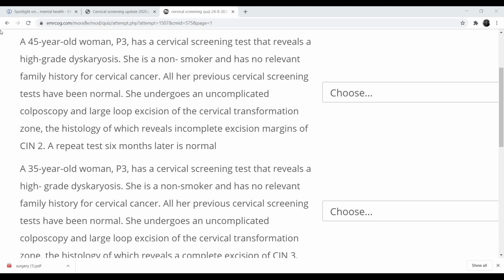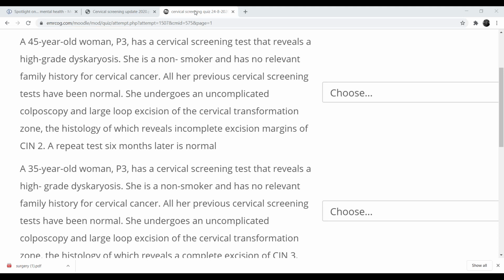Okay, so I will tell you, because I haven't reached this part yet in the presentation. It's about incomplete excision margin of CIN2, which is a very repeated situation in the exam, and it is still the same rule, unchanged from the previous one. So if it comes in your exam, it will be like a gift, because it is the same thing.